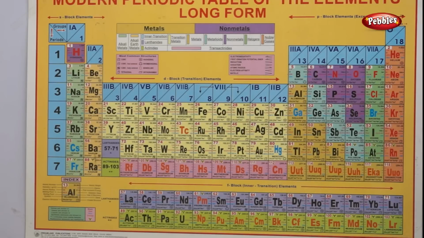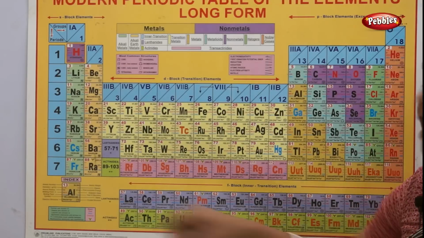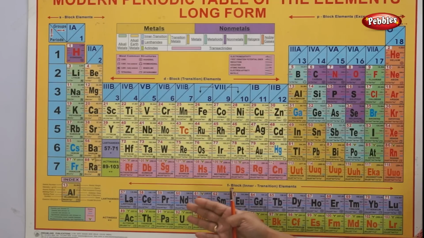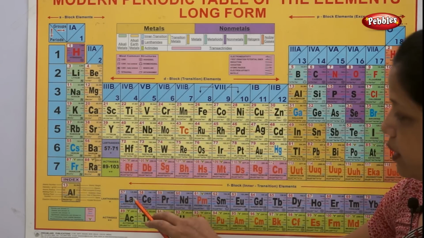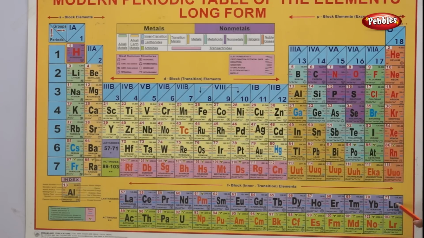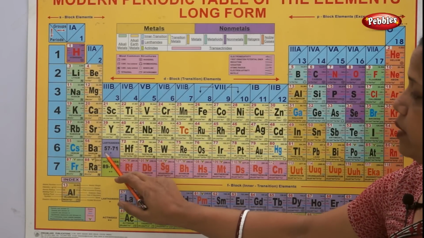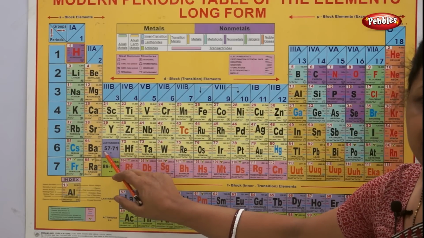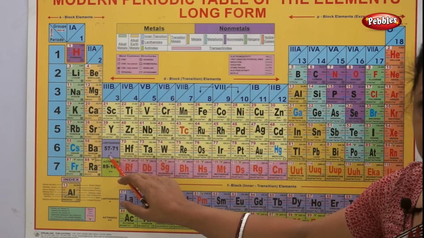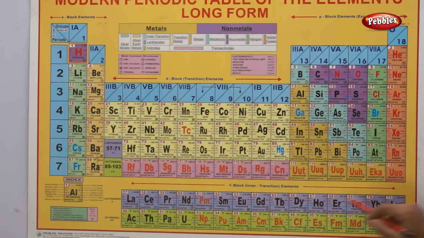The 2 rows which you can see down the table are written separately. The first row is known as lanthanides, the second row as actinides. They were discovered later on, but they had some resemblance with the metals. Here you can see in violet color, lanthanides is written. These are the 14 elements present as lanthanides. They are placed after atomic number 57, and they resemble number 57, therefore they are placed here.